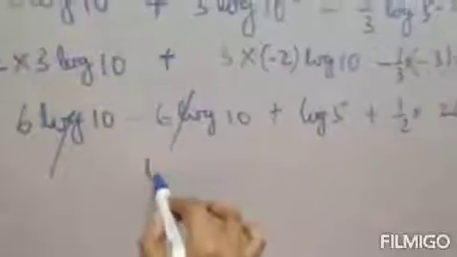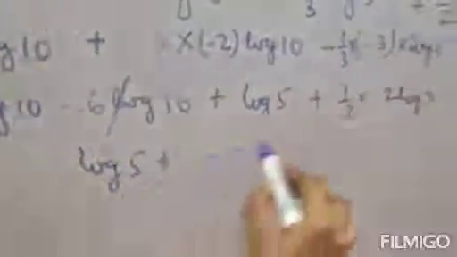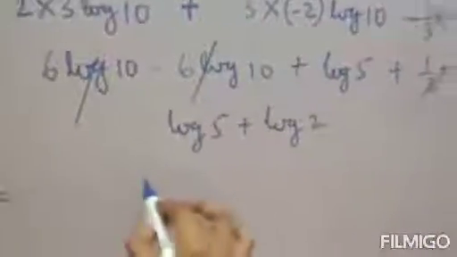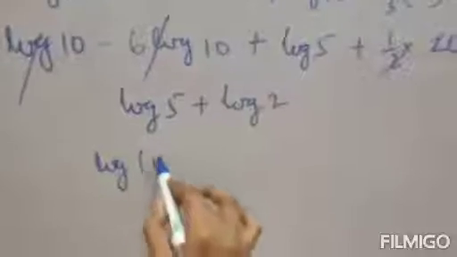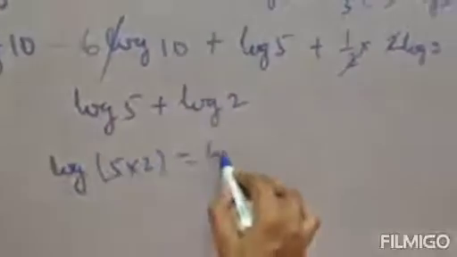So 6 log 10 and 6 log 10 will reduce. Log 5 plus 2, that is log 2. So log 5 plus log 2. So the addition of logs means log 5 into 2, that means log 10. The value of log 10 is always 1.